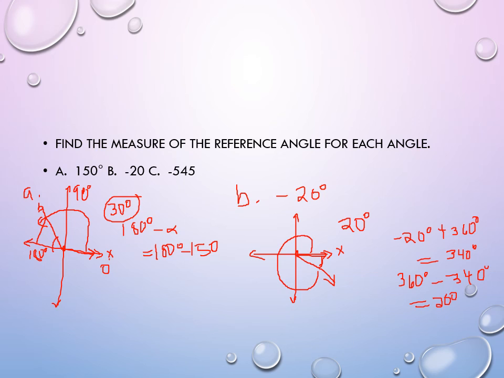Okay, and then I believe we have the last one, which is negative 545. This one is a humongous angle. So what we do is we usually find a coterminal angle for it, graph it, and find the reference angle, right? So we are going to add negative 545 plus 360. And then we're going to find our answer there, negative 545 plus 360. And that would give us negative 185.